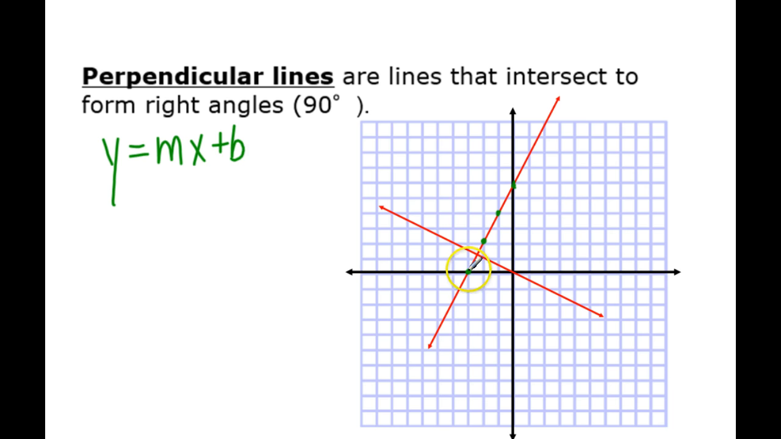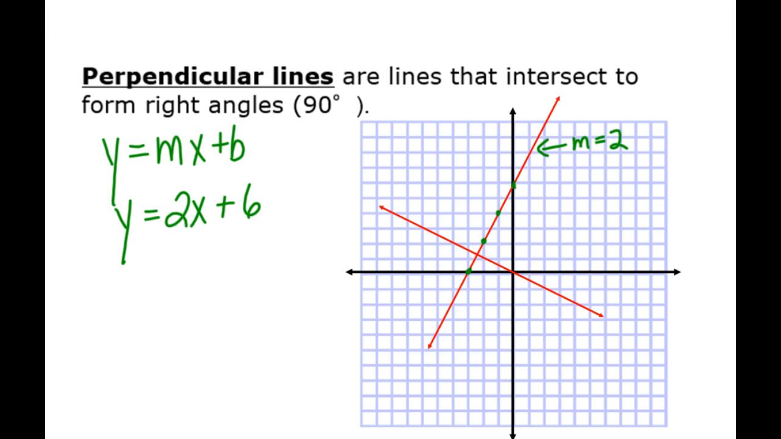So to find the slope here, we're going to go up 1, right 1, up 1, right 1, up 1, right 1. So this line has a slope of 2. Okay? So I'm going to put y is equal to 2x plus, and then I look up here to see my y-intercept, which in this case is 6.